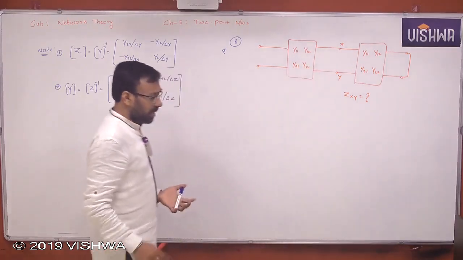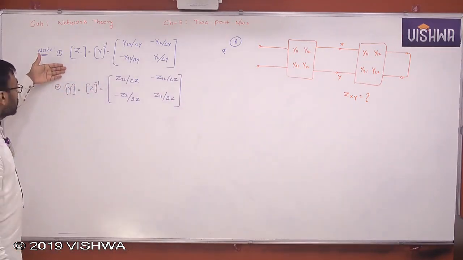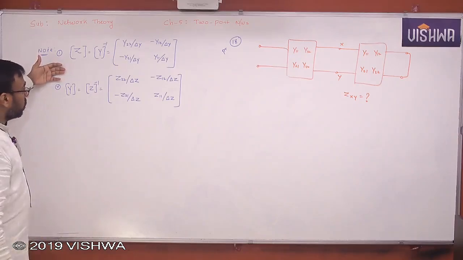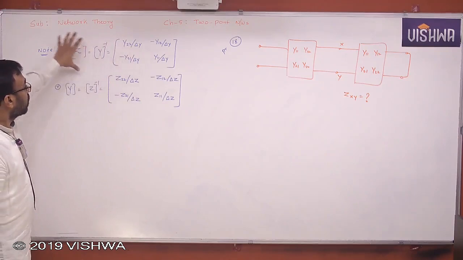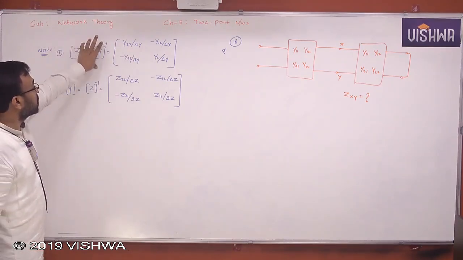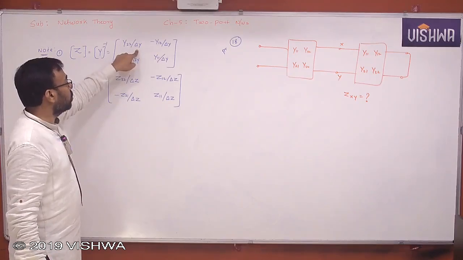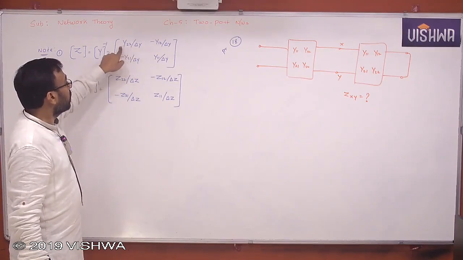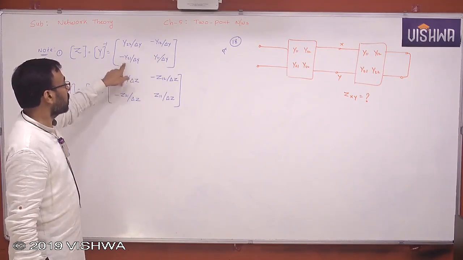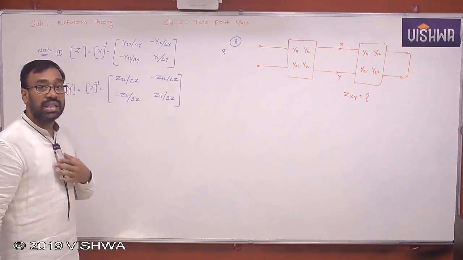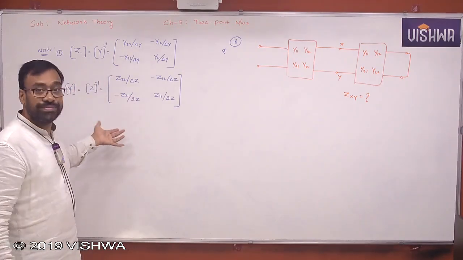We already know the Z and Y relationship. I'm just writing here once again. If you want, you can note this down. Z is equal to Y inverse and Y is equal to Z inverse. Y inverse is nothing but what? 1 by del Y times [Y22, minus Y12; minus Y21, Y11], where del Y is Y11 Y22 minus Y12 Y21. Similarly, Y is nothing but Z inverse. You can find it. So these relations must be on your fingertips, right?